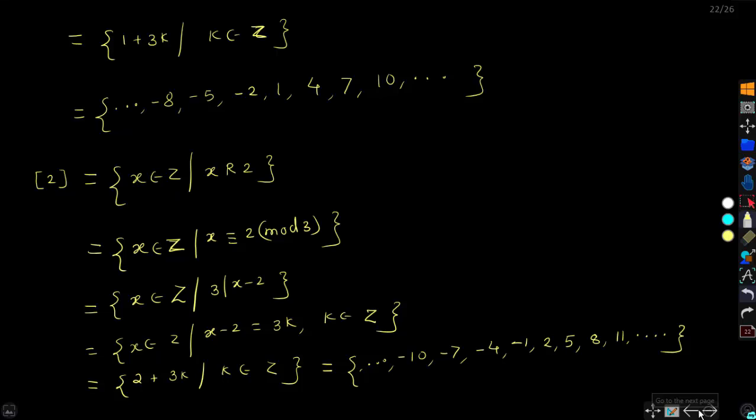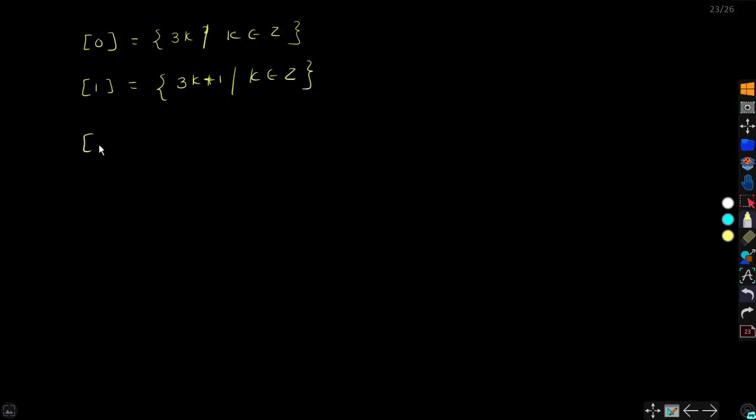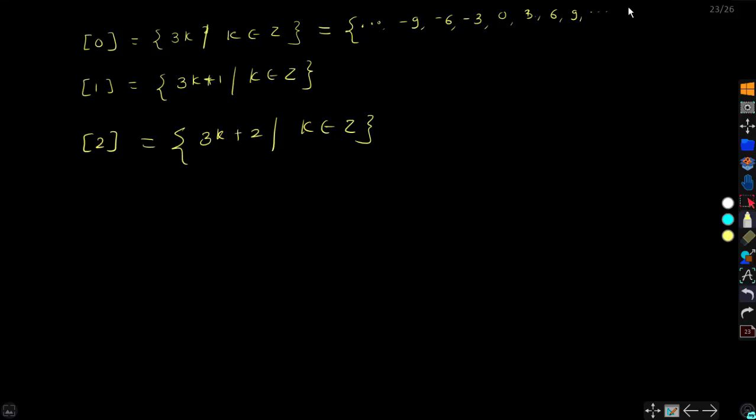Now see here, these equivalence classes. The equivalence class containing 0 contains all the elements of the form 3k such that k belongs to Z. Equivalence class containing 1 has all the elements of the form 3k plus 1 such that k belongs to Z, and equivalence class containing 2 has all the elements 3k plus 2 such that k belongs to Z. So this is nothing but, and so on, minus 9, minus 6, minus 3, 0, 3, 6, 9 and so on.